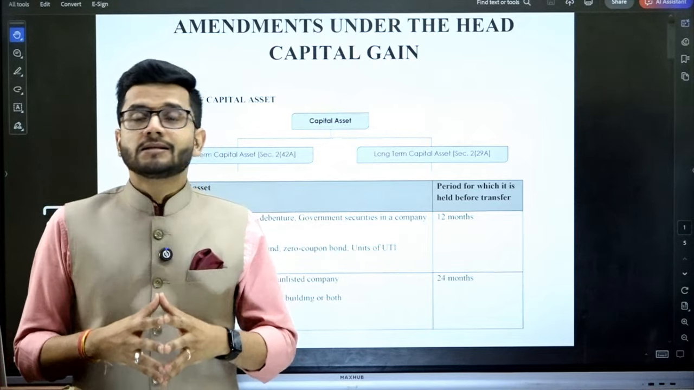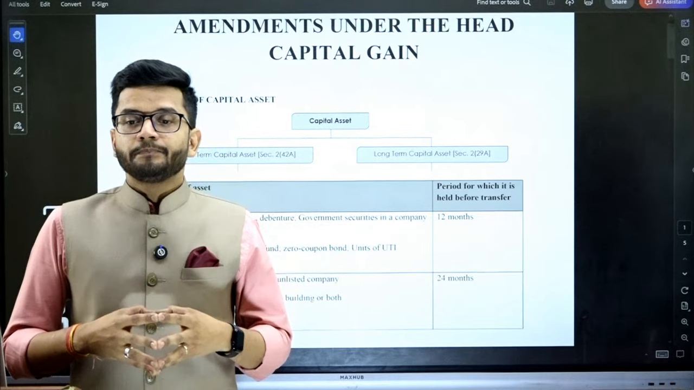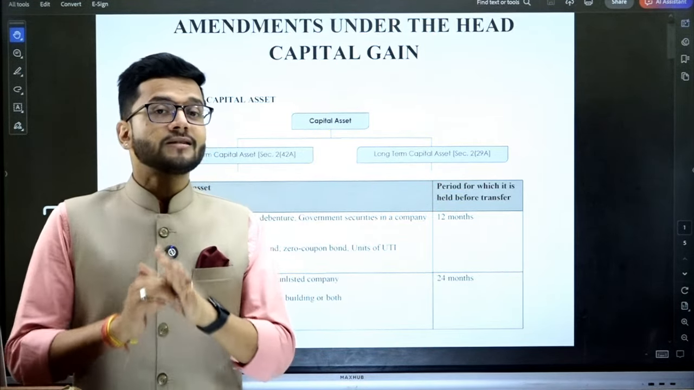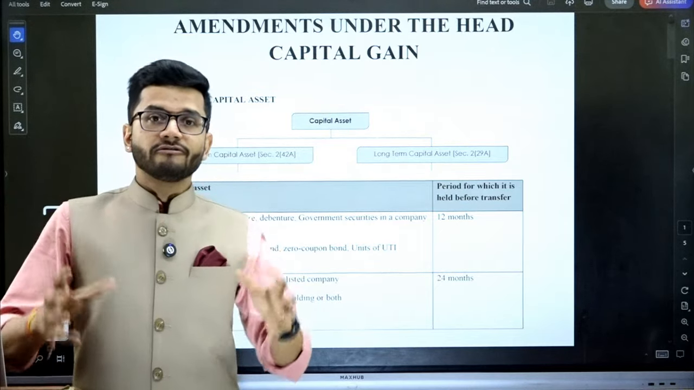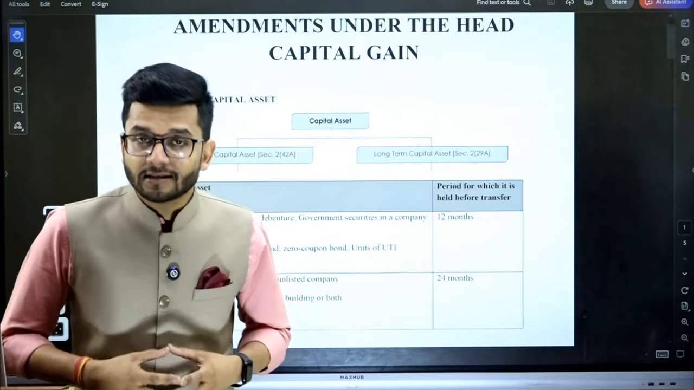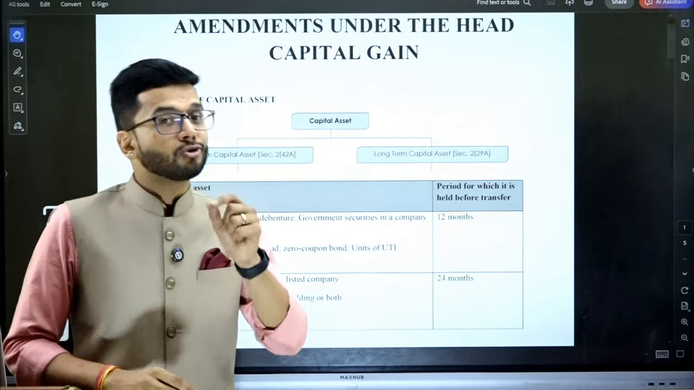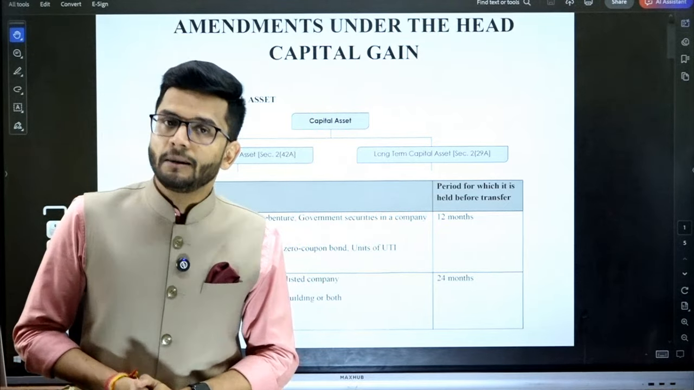And I feel that since it's a recent amendment and it is more relevant for June 25 and December 25 attempt, this particular amendment needs a lot of emphasis. It needs a lot of practice. And in this particular session, I will be explaining the entire amendment and we'll be doing some practical questions also relating to this particular amendment.